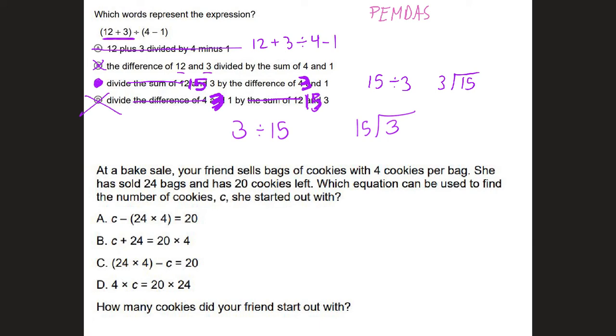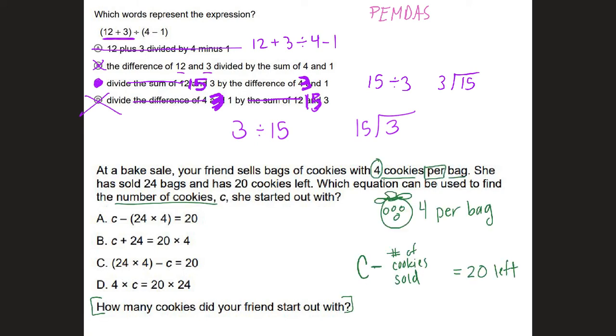At a bake sale, your friend sells bags of cookies with 4 cookies per bag. She has sold 24 bags and has 20 cookies left. Which equation can be used to find the number of cookies she started out with? So let's take a look at some of the information we know. There are 4 cookies per bag. She sold 24 bags and she has 20 cookies left. We want to know how many cookies she started with.